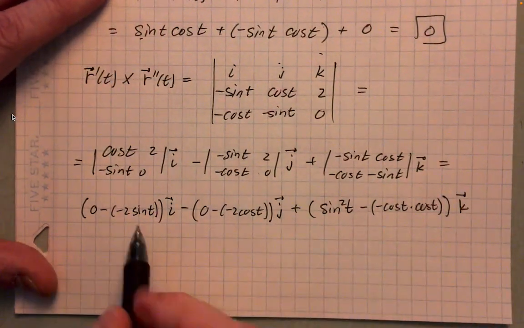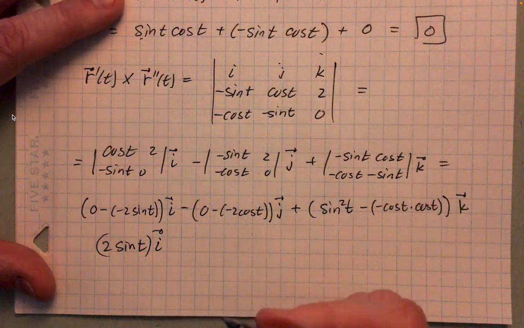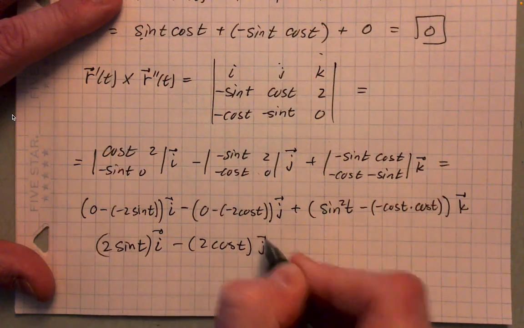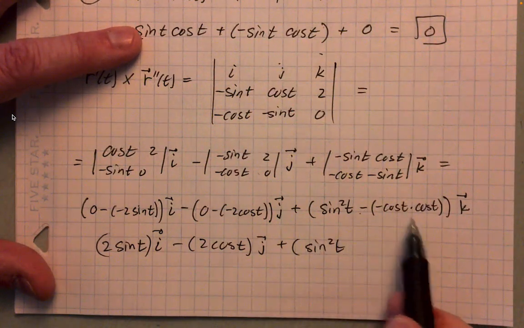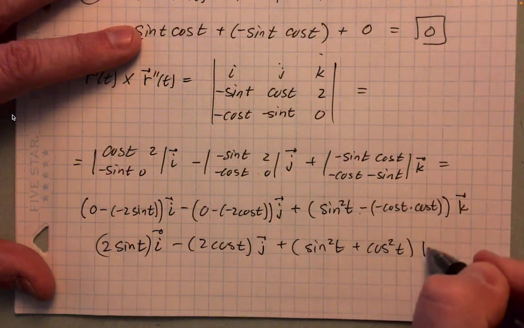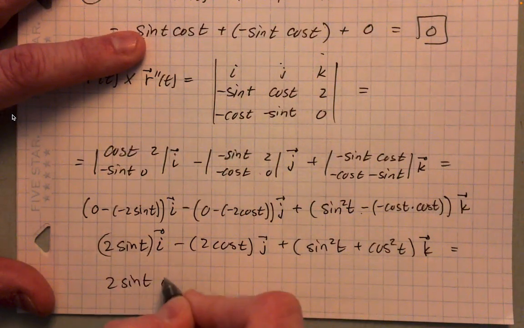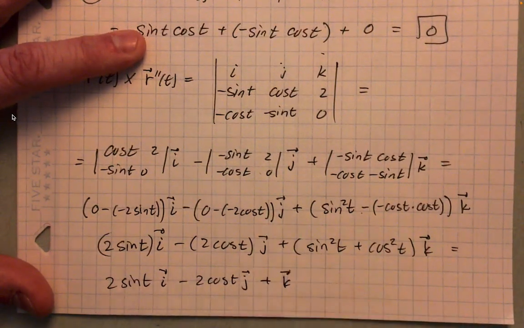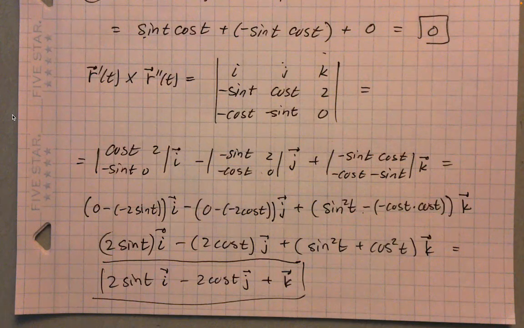And so let's clean this up a little bit. What do I get? 2 sine t times i, and then minus 2 cos t times j, and then plus sine squared t, and this is going to be plus cos squared t, isn't it? Nice. And so the whole thing cleans up more. We have 2 sine t i minus 2 cos t j, and then this is just 1, so plus k. All right, so that's the cross product of the first and second derivative. Very good.